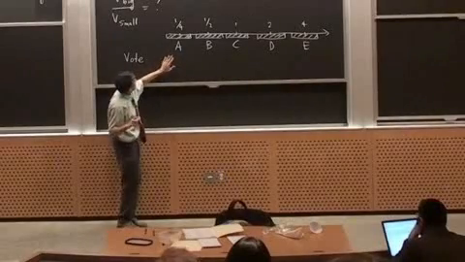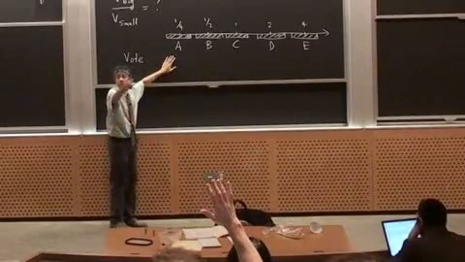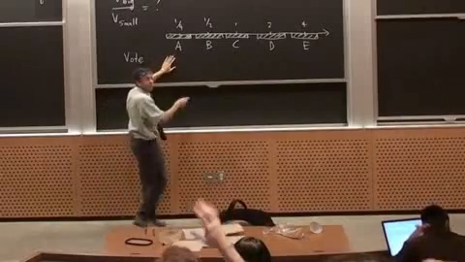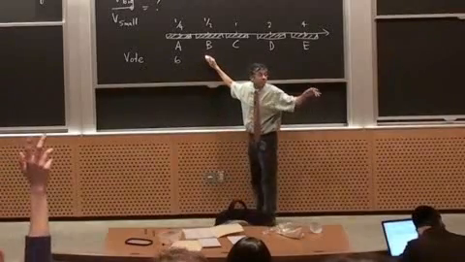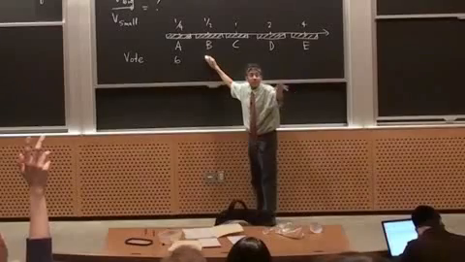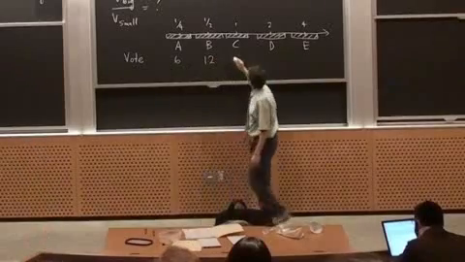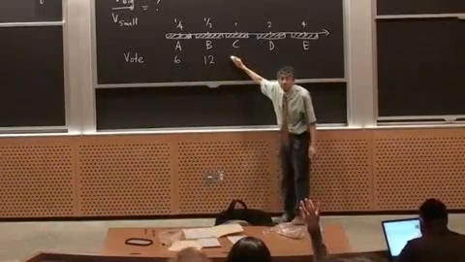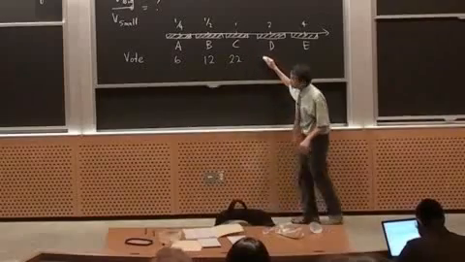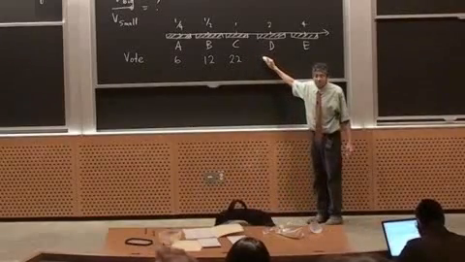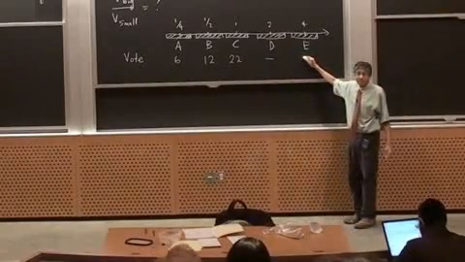So who votes for 1/4? Let's see, 1, 2, 3, 4, 5, 6. Okay, 6. Who votes for 1/2? 2, 3, 4, 5, 6, 7, 8, 9, 10, 12. Who votes for C? About 22. Who votes for D? No takers. No takers for D. Okay. How about E?